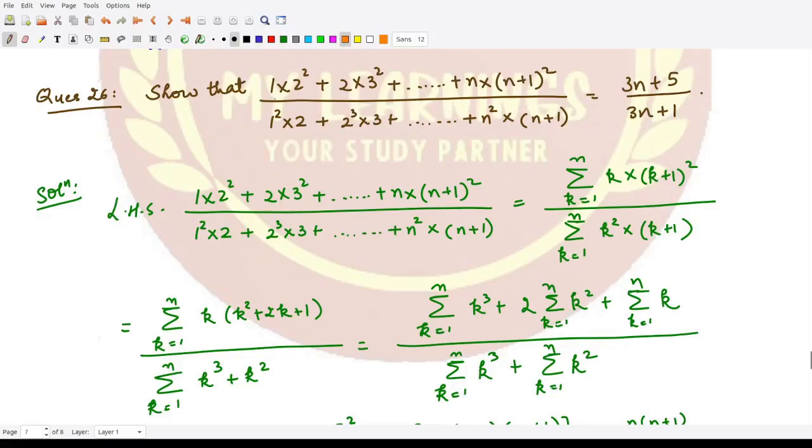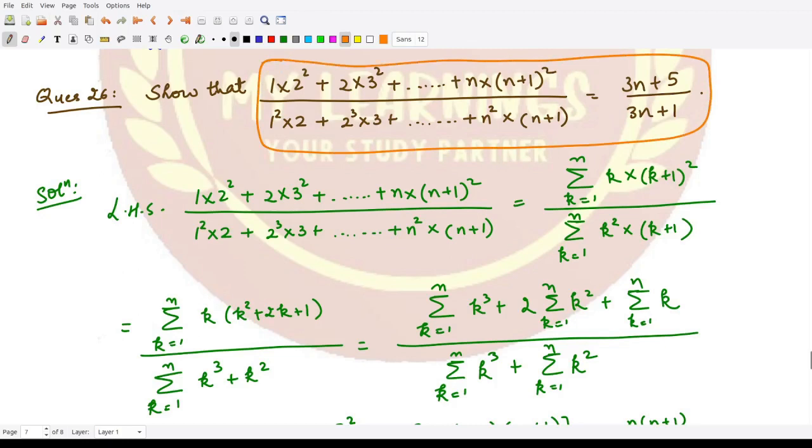In this video we have to show that this term is equal to (3n+5)/(3n+1). So let's start by taking this left hand side. Now you can see in the numerator it is the sum of various terms, so you can write down this term separately and this term separately.